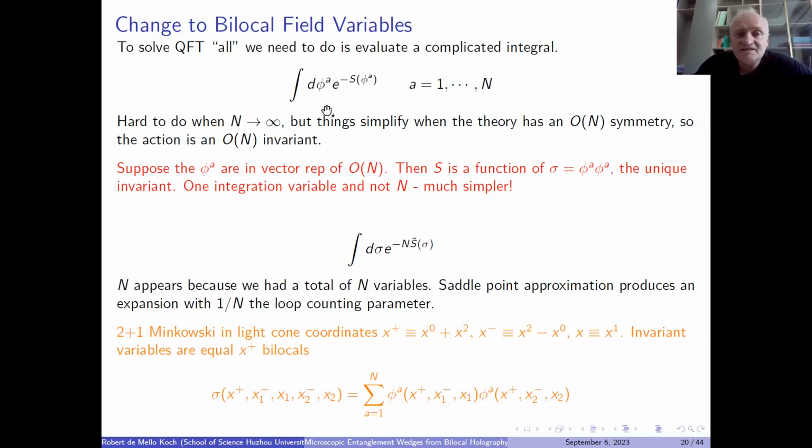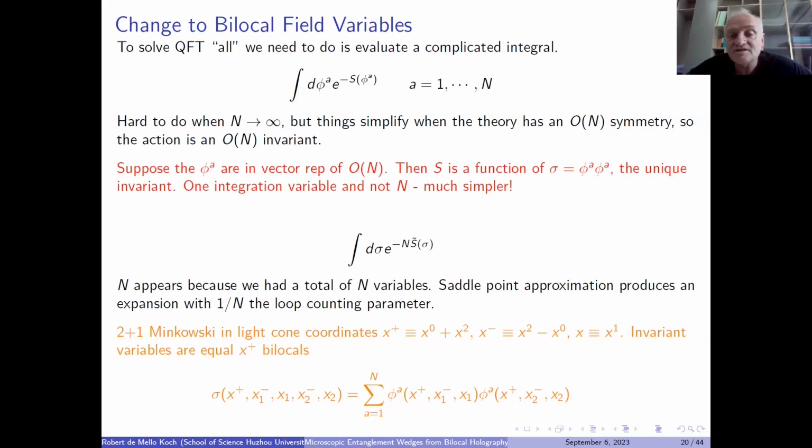I'm going to integrate d phi a of some action, e to the minus S of phi a. If I want to solve this model, the only thing I need to do is perform these N integrals, but I'm taking the limit that N goes to infinity. So in general, that's going to be a very complicated problem. But things simplify immensely if the theory has an O(N) symmetry. Because the phi a's are in the vector representation of O(N), S must be a function of the unique invariant, which is phi a phi a.